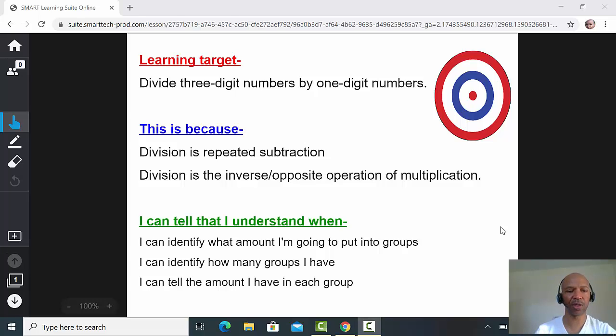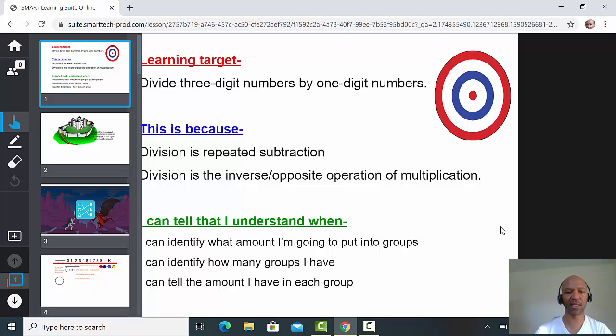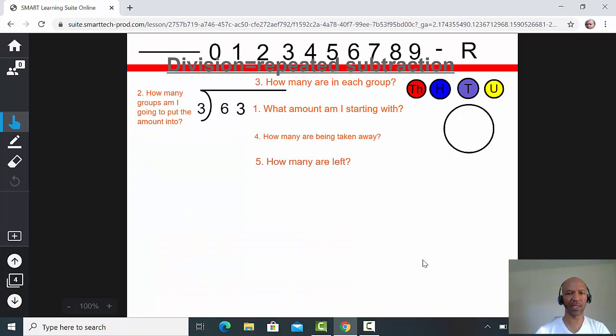So to model this, we're going to look at a division sentence. In this division sentence, we have the amount of 63 that we're putting into 3 groups. And we're going to look at 5 different questions to help us get through this division sentence.